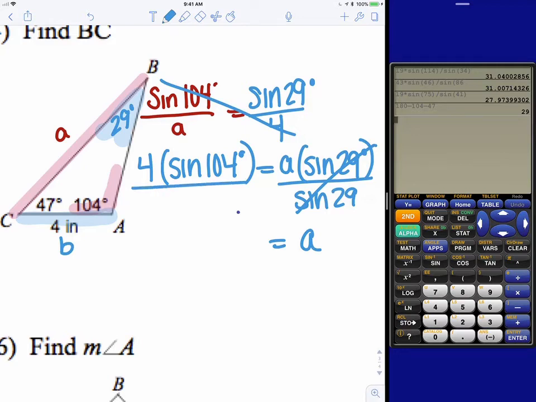Whatever I do to one side, I must do to the other, so I'll divide by the sine of 29 degrees on this side also. So it's 4 times the sine of 104, close parentheses, divided by the sine of 29 degrees. And that leaves me with 8.0 inches.